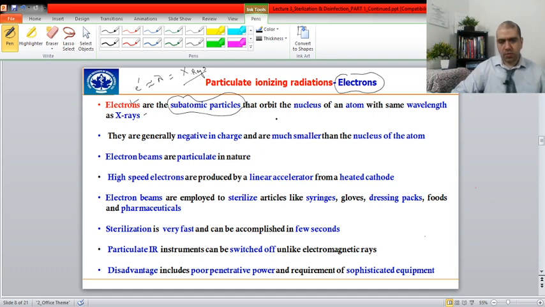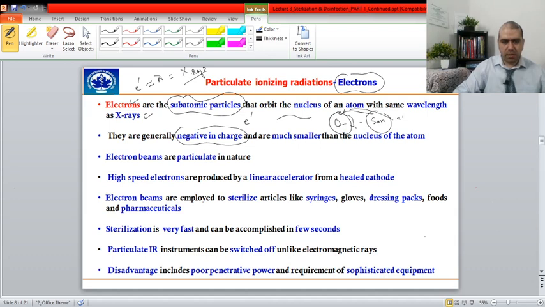Electrons usually orbit around the nucleus of an atom. They are generally negatively charged, and they are much smaller than the nucleus. If this is the nucleus of any atom, then you will see the electrons moving around the nucleus. An example of this would be like if the nucleus is the sun, then electrons will be like our Earth, rotating around its orbit. So they are much smaller than the atom.